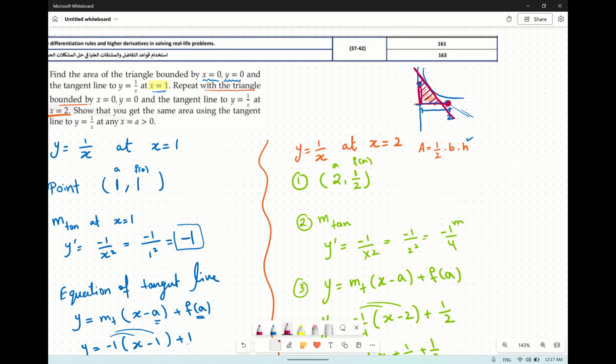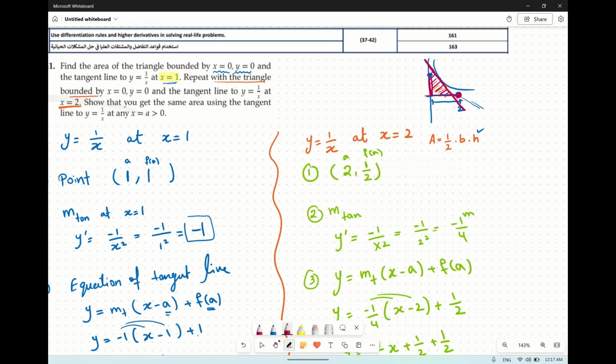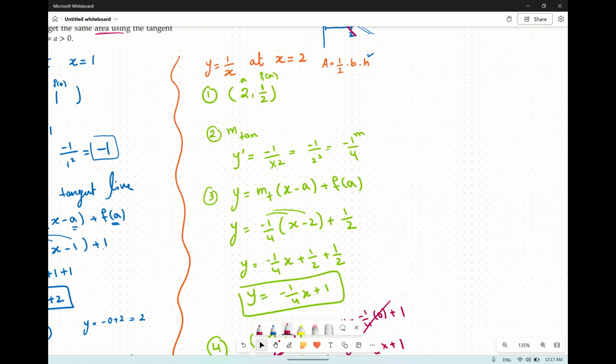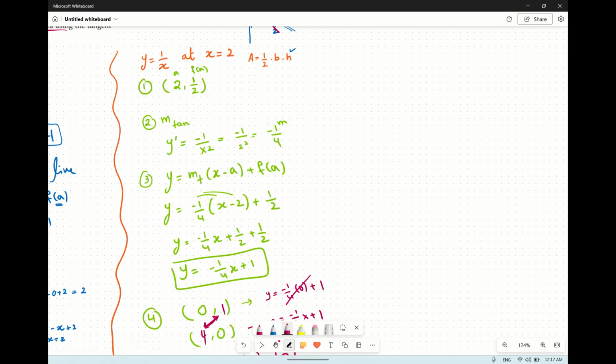So now the last part in the question is telling you to show that you get the same area using the tangent line at any x. So if x is equal to a, where a is any number, still I will get the same answer, which is 2. So now, last part of this question, we will repeat the same steps. y equals 1 over x at x equal a.